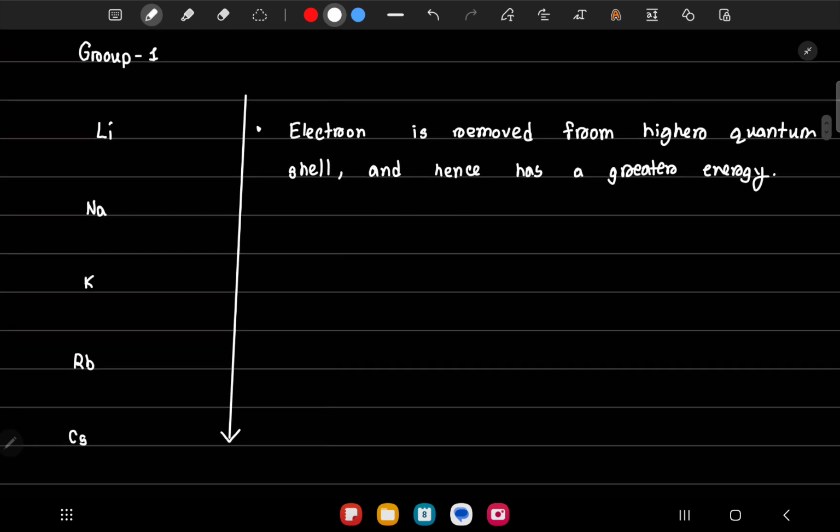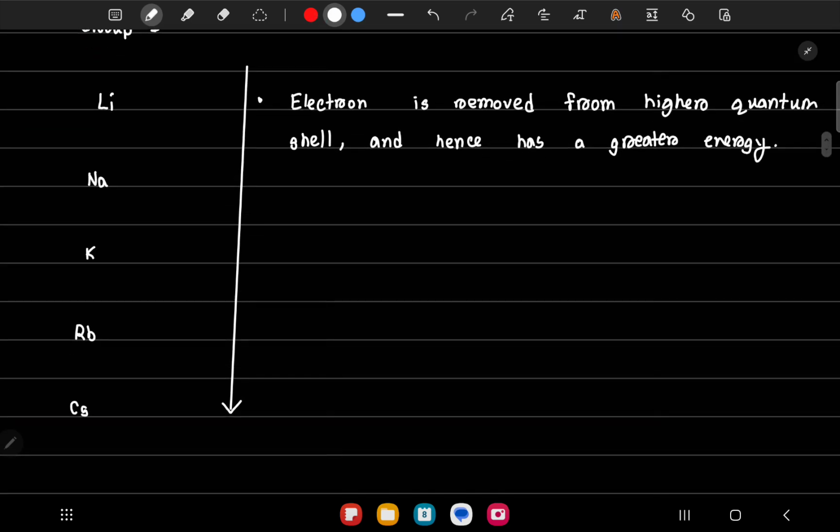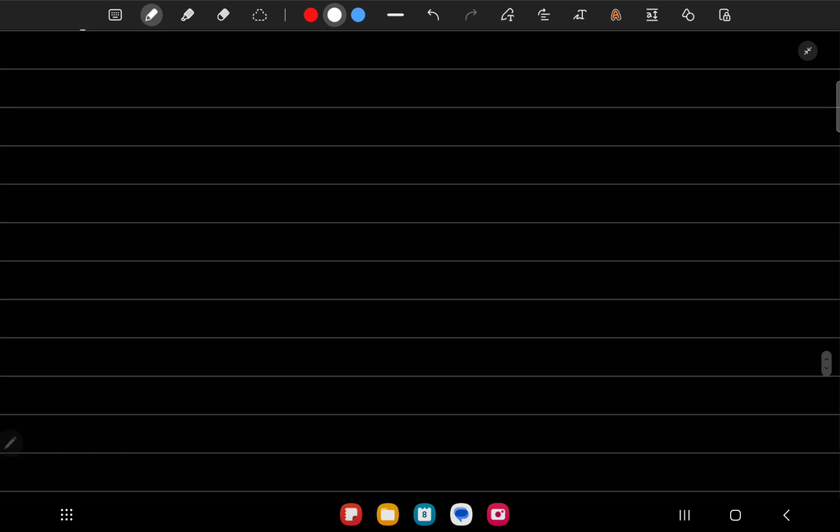Also, if we go down the group, the shielding increases. Shielding is basically repulsion from the innermost electrons. So for lithium, if we think about its outermost electron, the red one, it will be repulsed by the inner electrons. So these 2 electrons are also negatively charged. This one is also negatively charged. The same charge repulses. So the inner electrons over here cause a repulsive force on the outer electron.